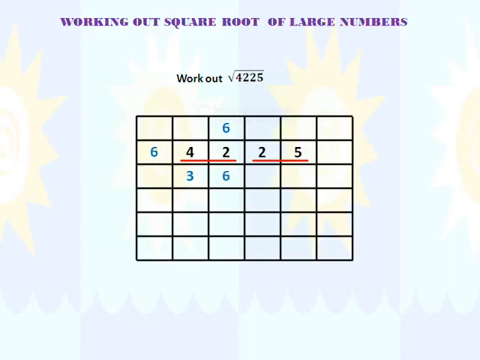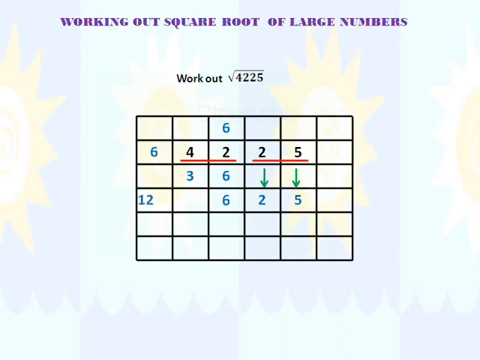From there, we are going to subtract 36 from 42, and we shall be left with 6. From there, we shall drop 2. We shall also drop 5. We have been able to drop the 2 digits at the same time, so that now we have 625.